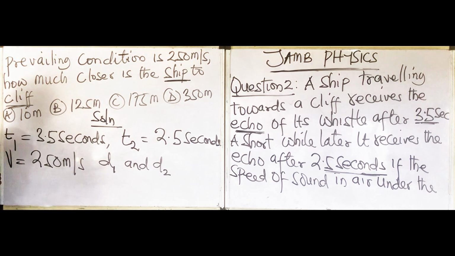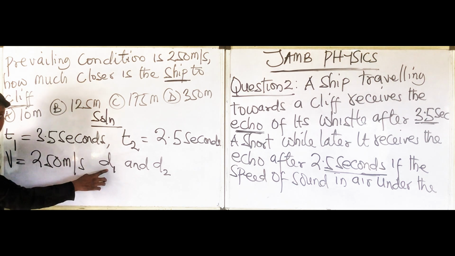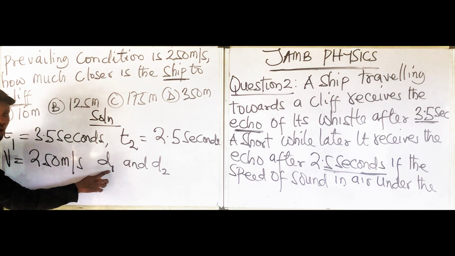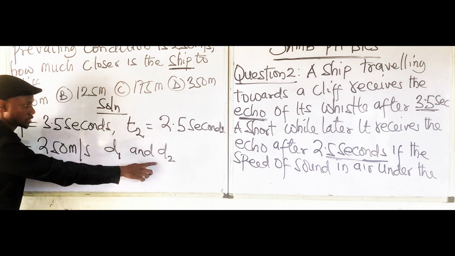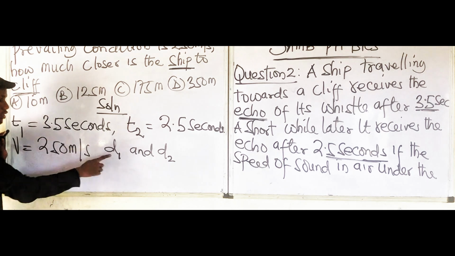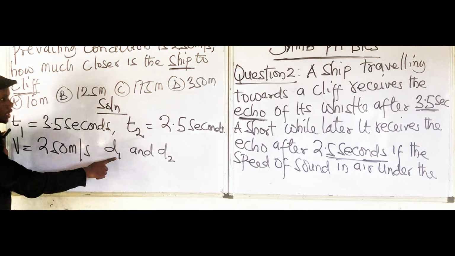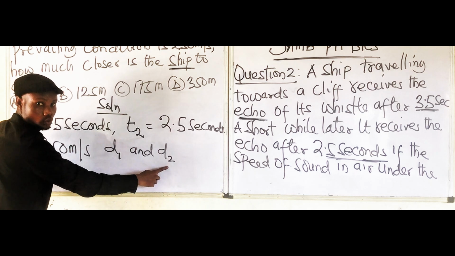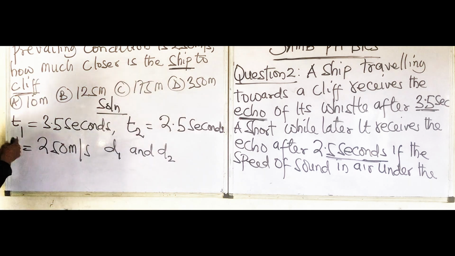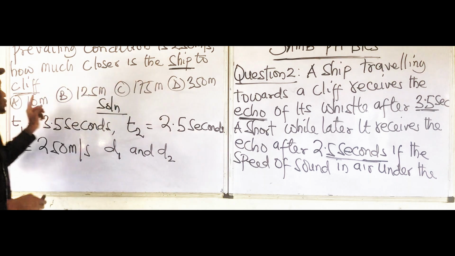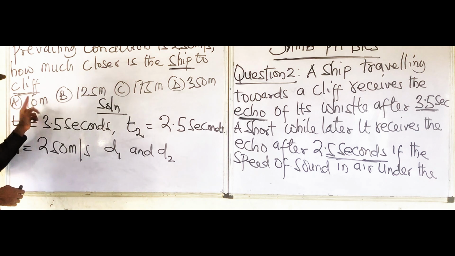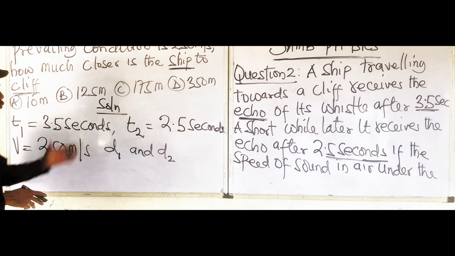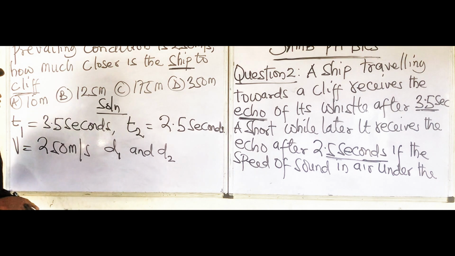So T1 will give us D1. We're asked to find D1 and D2. Sorry for that. Now, T1 will give us D1 and T2 will give us D2, with this common velocity between the ship and the cliff. Please take note of this. Now, let's solve the question properly using these given parameters.